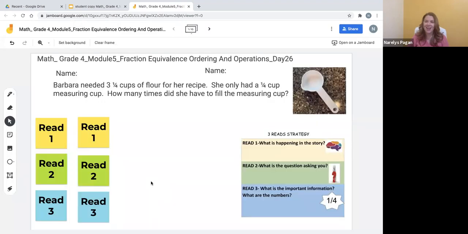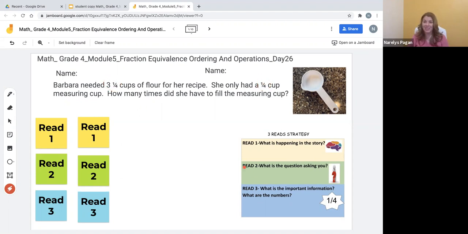Students and scholars, I hope you have turned to your partner and shared what you have on your read 2, or you have read your partner's sticky note. Now we're ready for read 3. Barbara needed 3 1/4 cups of flour for her recipe. She only had a 1/4 cup measuring cup. How many times did she have to fill the measuring cup?